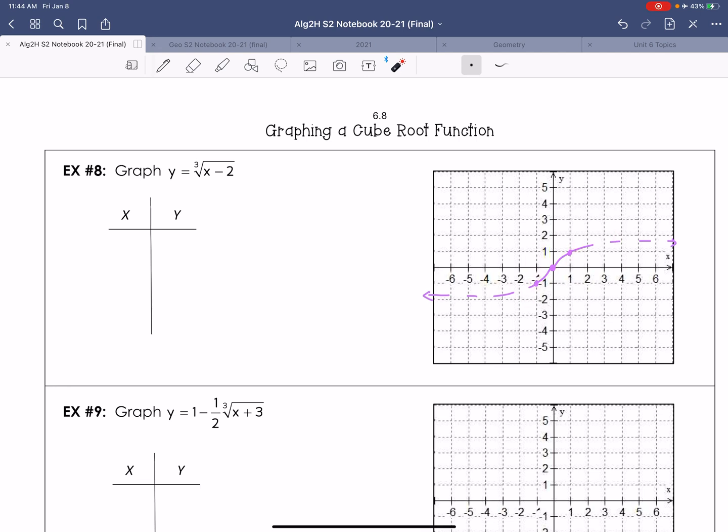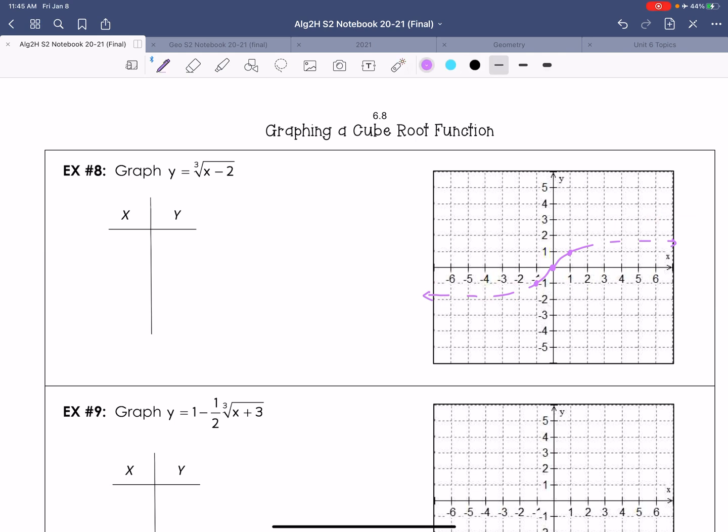The reason that you have negatives on this one is because you're allowed to have negatives inside a cube root. I know what the cube root is of negative numbers. Like the cube root of negative 8 is negative 2. The cube root of negative 125 is negative 5. You're allowed to have negatives in those cube roots. So that's why our domain on this one is just from negative infinity to positive infinity.